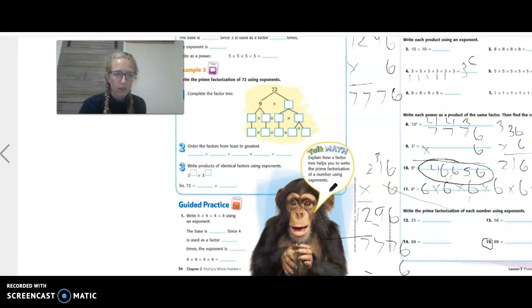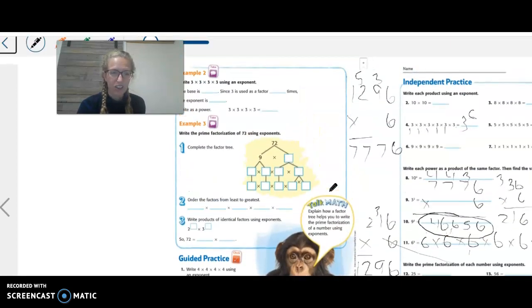Okay, so the first thing we need to do is break 88 into its factor tree. We need to find its prime factors. So let's go ahead and do that. So we have 88. You guys know how to do this. We've been doing it since the beginning of the school year. So 88, what are the factors that equal 88? What times what equals 88? Well, immediately what comes to my mind is 11 and 8.